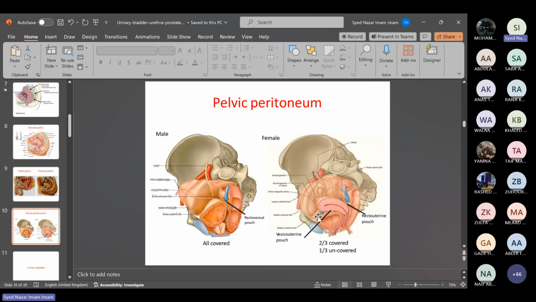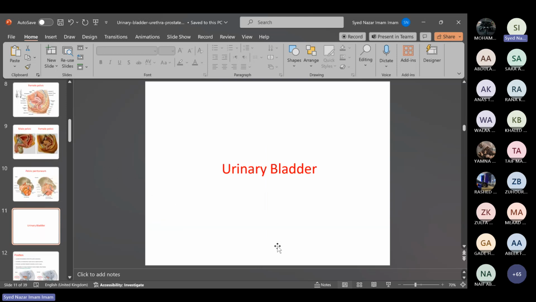While in the female, this is the vesico-uterine pouch, and behind is the recto-uterine pouch, and only part of the superior surface is covered with the peritoneum, not all. You can see here, all is covered here, only part of this is covered. So this is the difference between the peritoneal reflection in the male and in the female.